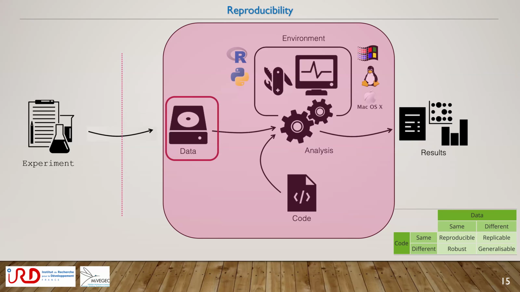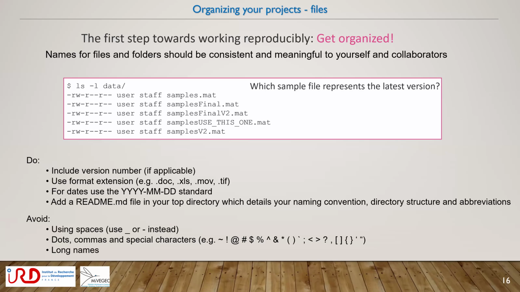So let's talk about the data first. To be reproducible, first, the main point is to get organized. This is simple, this is common sense, but you have to think and be really strict on the way you work. So all the data is just files and folders. And this is maybe simple, but you have to think at the beginning to be consistent when you name things, that it's meaningful for you and for others also, not only for you.